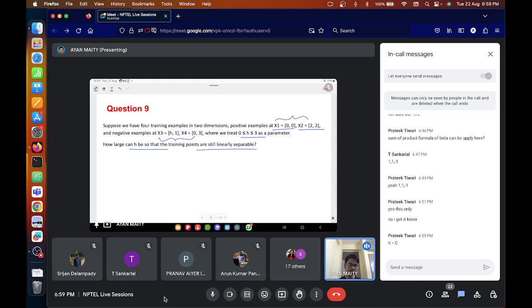h equals 0, Pratik says, but h is a continuous variable, so it's not that it can only take 0, 1, 2, 3, 4. It can take any value between 0 and 3. The condition simply says h is greater than or equal to 0 and less than or equal to 3, and it's a continuous variable, so it can take any fractional value between 0 to 1, 1 to 2, or 2 to 3.